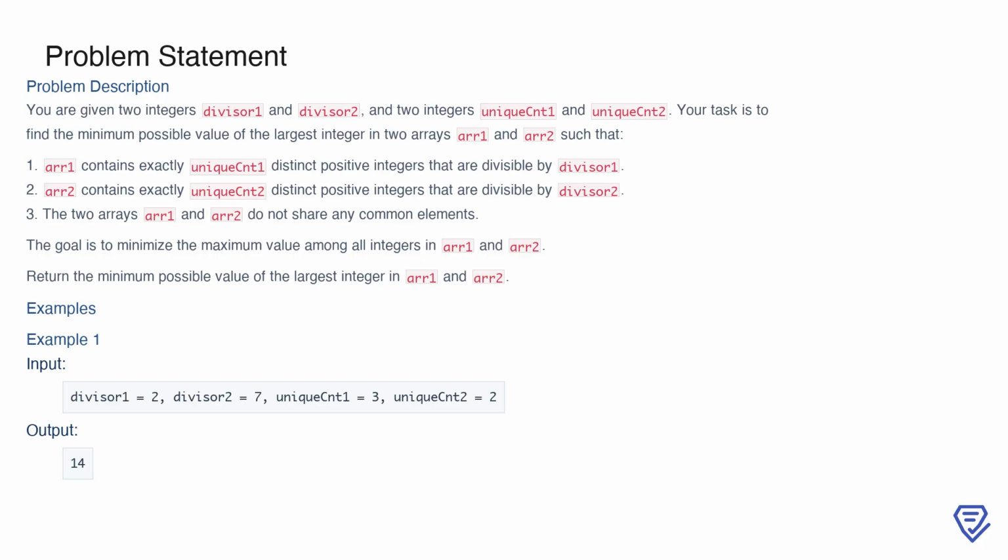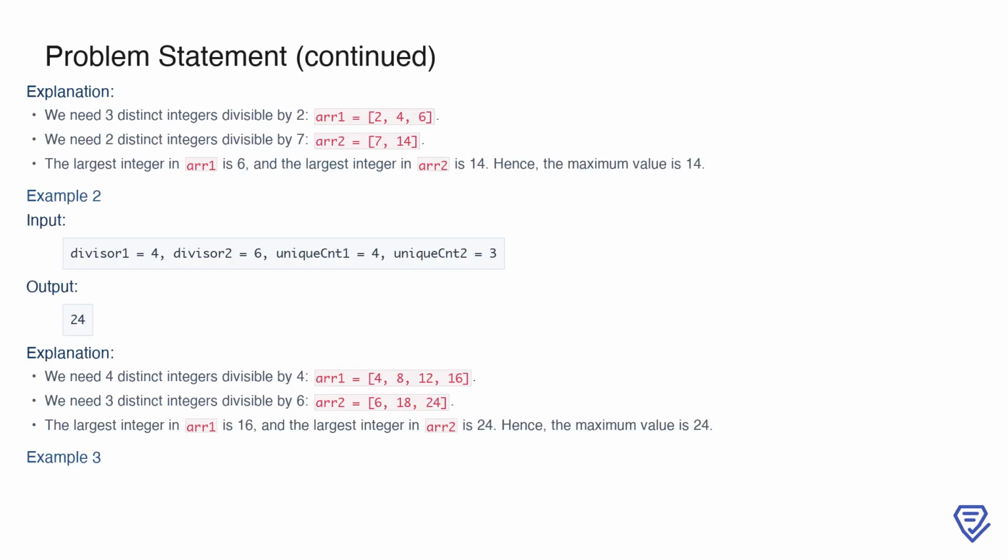For example, if the largest element in ARR1 is 10 and the largest element in ARR2 is 15, then the result would be 15. The challenge is to determine the smallest possible value of this maximum number while meeting all the constraints. Let's consider an example to clarify.